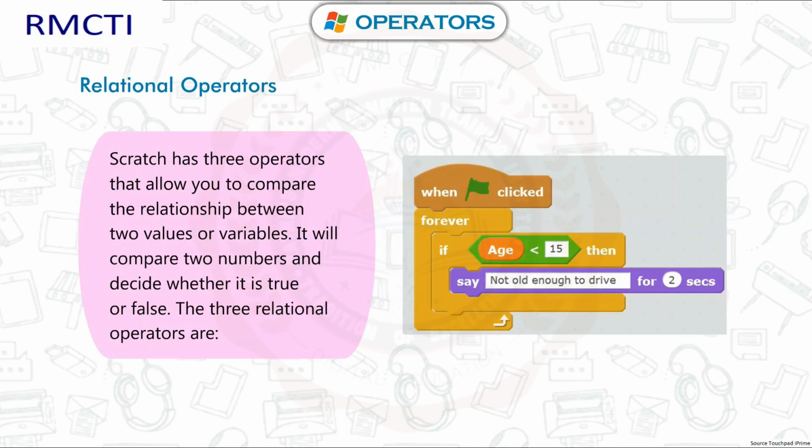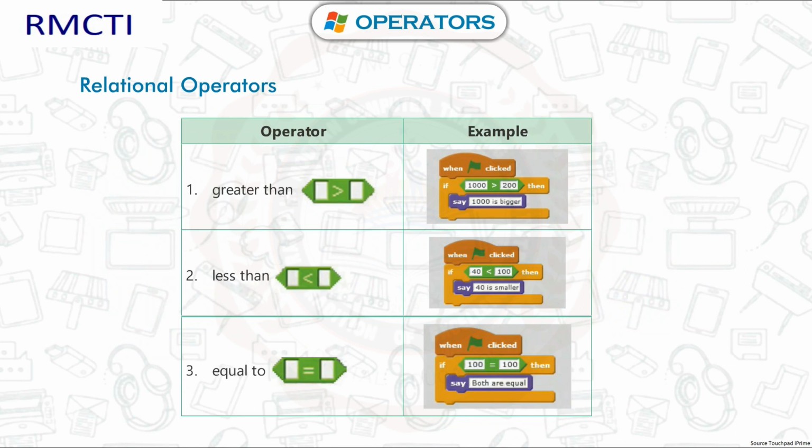Relational operators. Scratch has 3 operators that allow you to compare the relationship between 2 values or variables. It will compare 2 numbers and decide whether it is true or false. The 3 relational operators are 1.